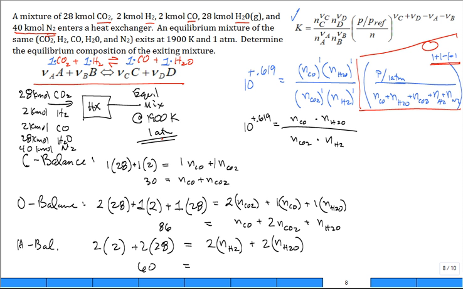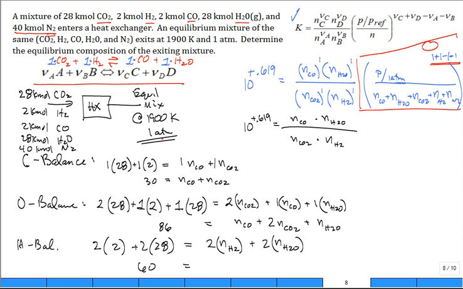Ooh, did I tell you that I used this on the final exam 1 year ago? Yeah, this was on the final exam 1 year ago, this problem. So, there you go.